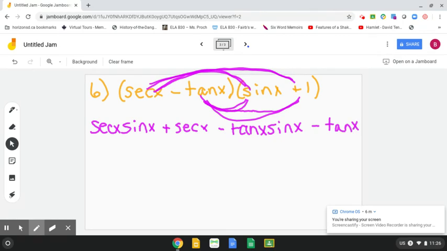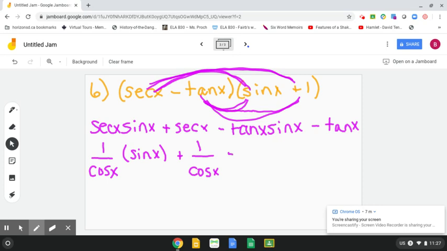Okay, yuck. So now what I'm going to do is write everything in terms of sine and cos to see if that helps me. To see if I can cross anything out. Okay, so secant in terms of sine and cos is 1 over cos. So 1 over cos times sine x. Okay, plus secant is 1 over cos x, and then minus tan x over sine x.